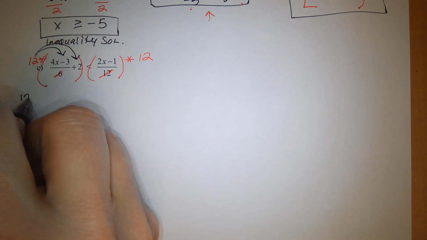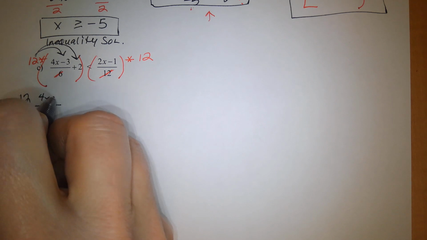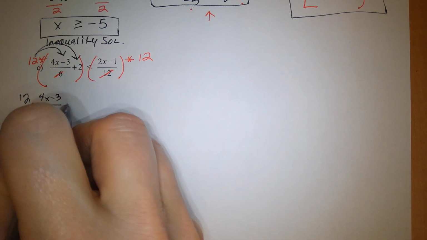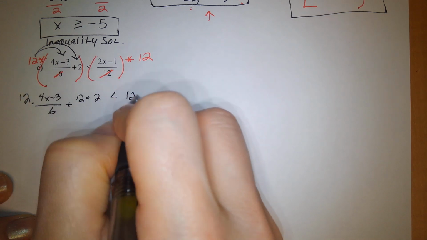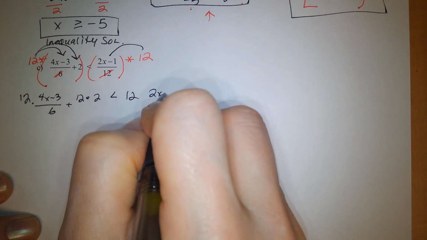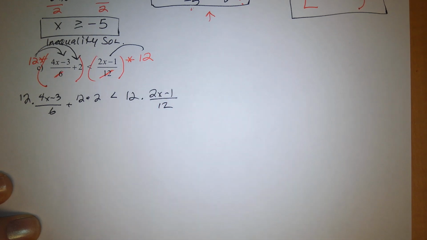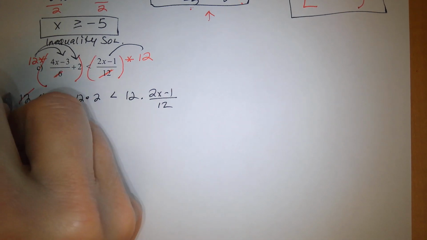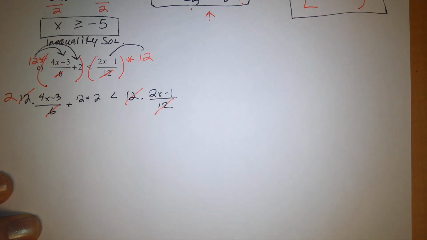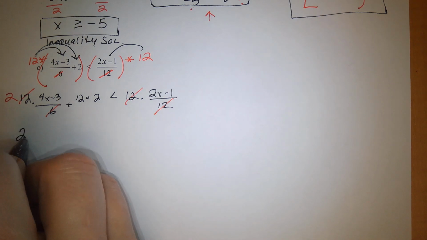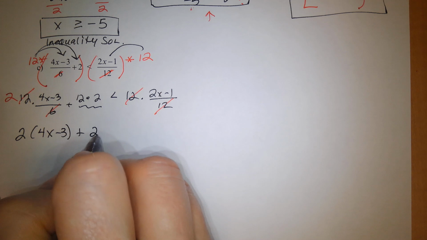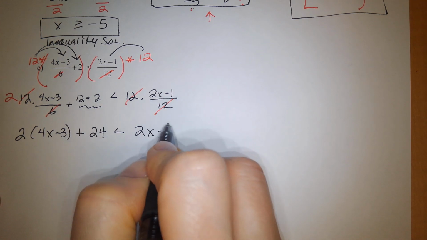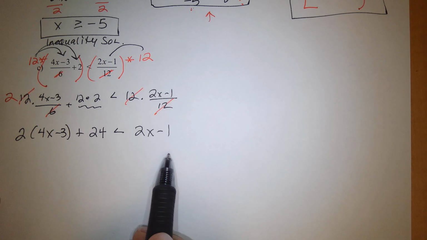So 12 times this first fraction plus 12 times this other number is less than 12 times this next fraction. So you'll see that the 12 and the 6 will reduce, the 12 and the 12 will reduce. So my denominators are now gone. So all I'm left with is 2 times 4x minus 3 plus 24 is less than 2x minus 1. Now I have no fractions.